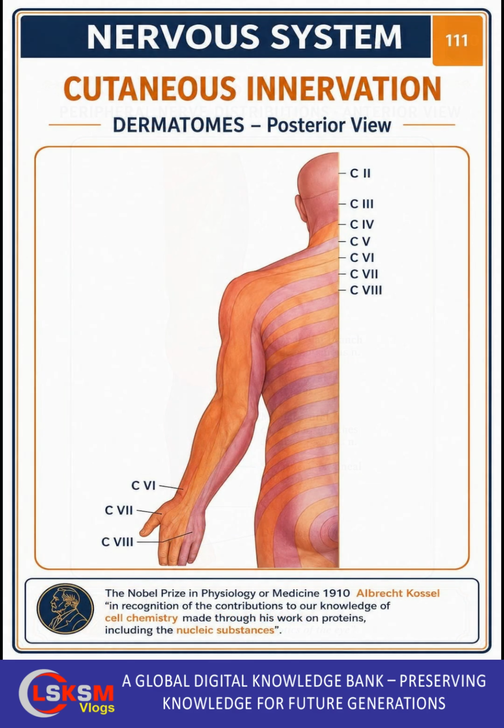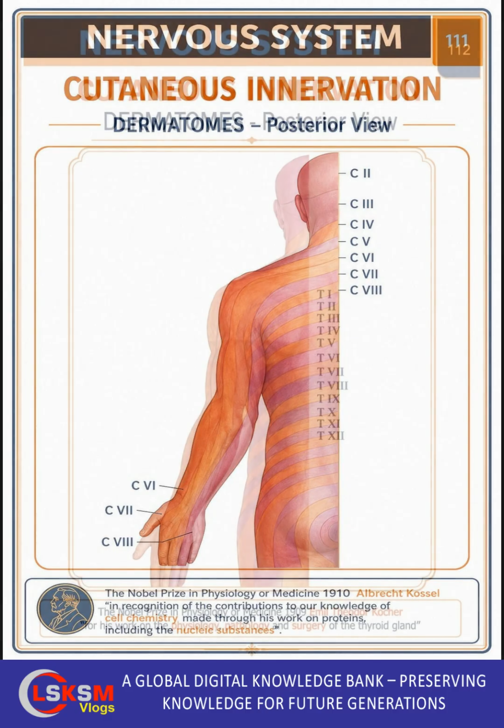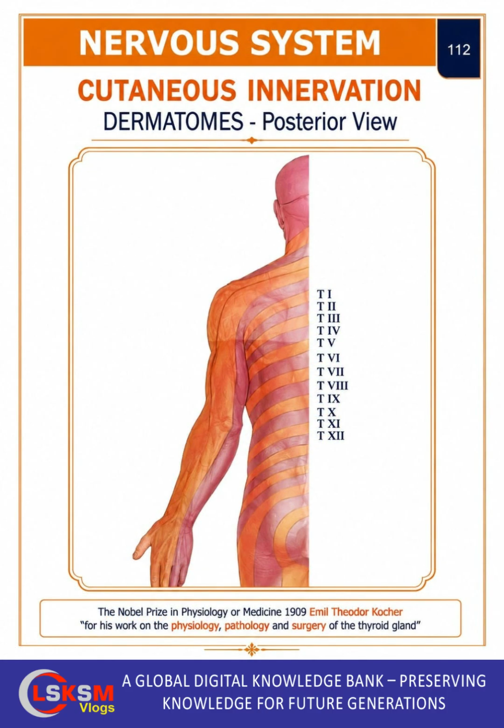Cutaneous innervation, dermatomes, posterior view. Shows the sensory skin regions supplied by spinal nerves on the back of the body. Each colored area corresponds to a specific spinal nerve root. Illustrates the posterior dermatome pattern from the neck to the lower limbs.